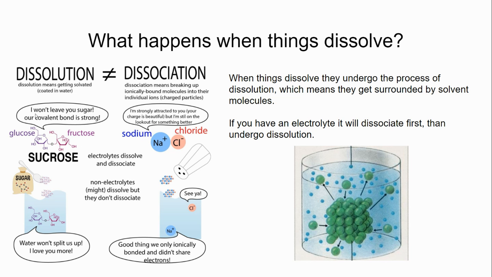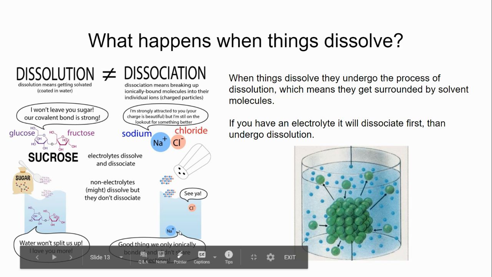Whereas in dissociation, you have this word dissociation, it means breaking up ionically bound molecules. So sodium chloride, Na+ and Cl-, will break up into Na+ and Cl- in solution. And then the Na will be surrounded by water molecules, and so will the Cl.